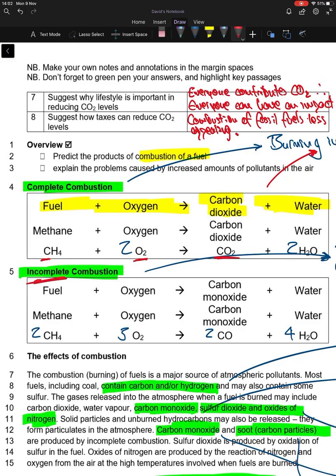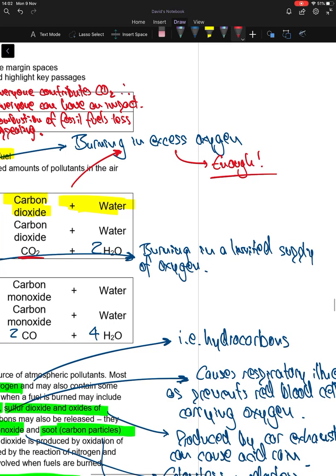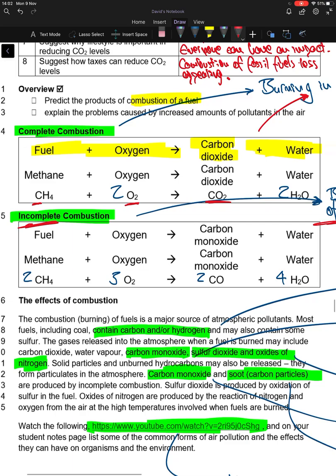Whereas incomplete combustion is not quite the opposite, but when it's burning in a limited supply of oxygen. You might say there's not enough. So instead of forming carbon dioxide, you can only form carbon monoxide, which contains 1 oxygen atom per molecule. That's the key difference between the 2 types of combustion. Now, what are the effects of combustion environmentally? Let's have a look at these.